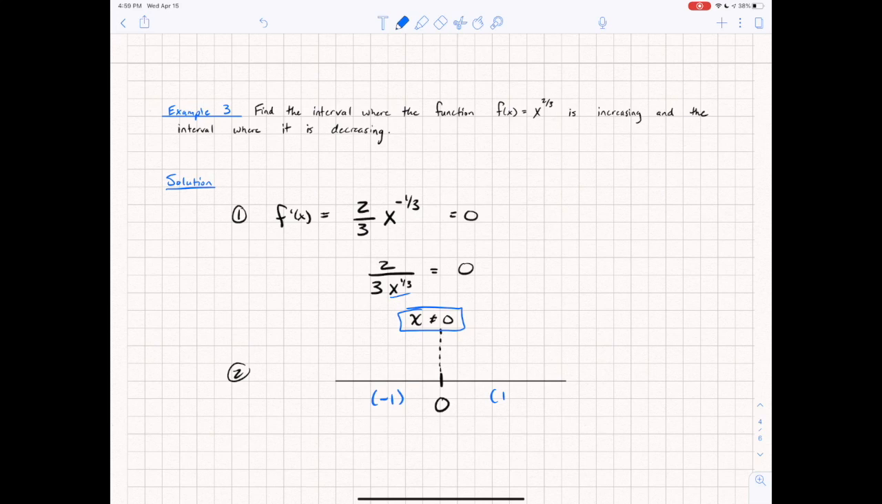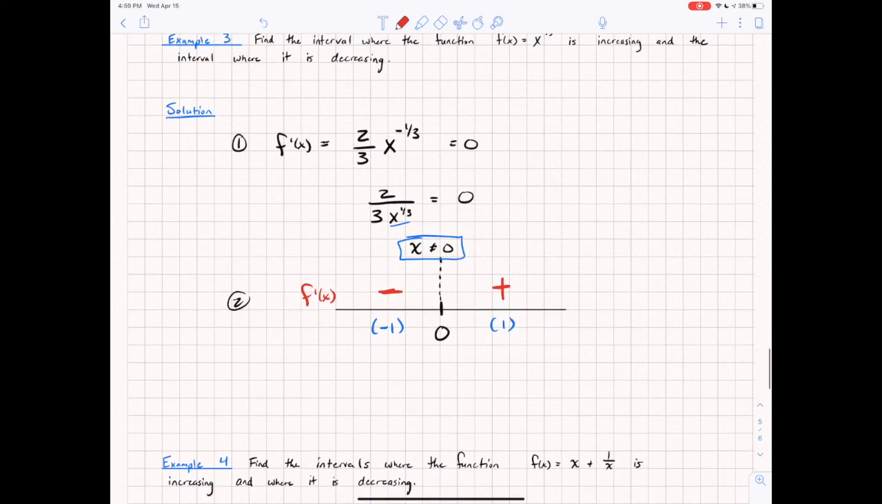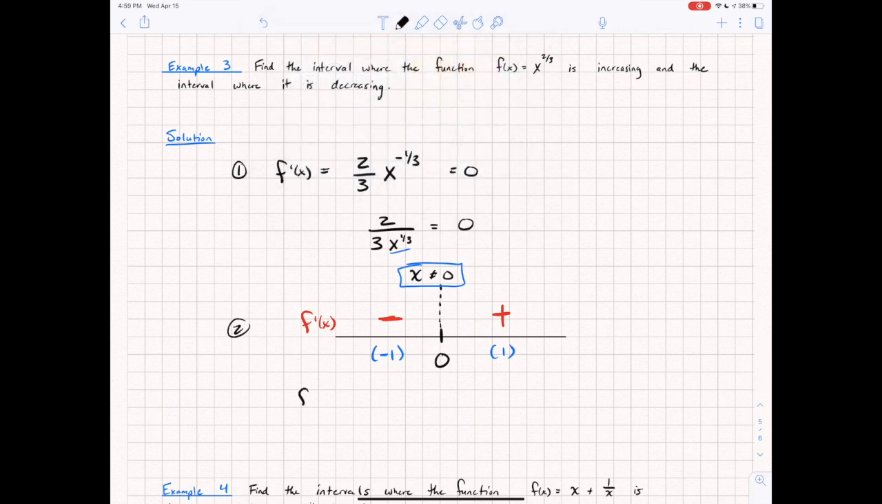So let's pick -1 and +1. And then I'm going to plug this back into the derivative, and I'm checking for the sign. If you take -1 and plug it back into the derivative, you would get a negative result. If you plugged in 1, you would get a positive result, giving us the answer that we're looking for, that f of x is increasing where f prime is positive, so that would be 0 to infinity, and f of x is decreasing where f prime is negative, aka negative infinity to 0.